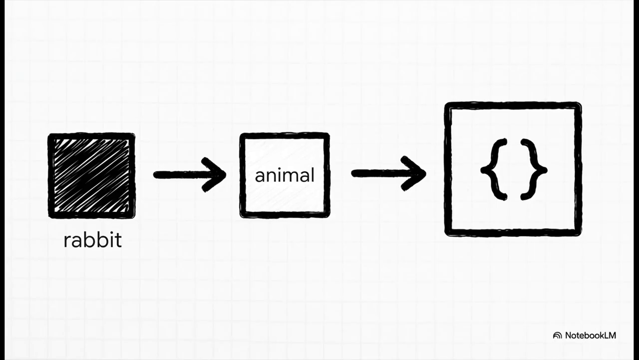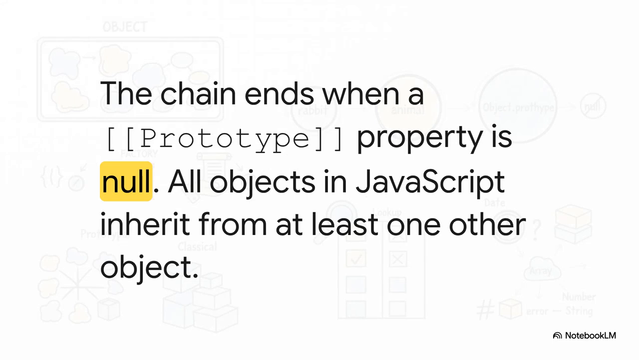But it doesn't have to stop there. The animal object also has its own prototype link, and that might point to an even more general master object called Object.prototype. Eventually, the chain has to end, and it does. The prototype of Object.prototype is just null. This entire sequence of linked objects, that is the prototype chain. It's the absolute heart of how code is shared and reused in JavaScript.